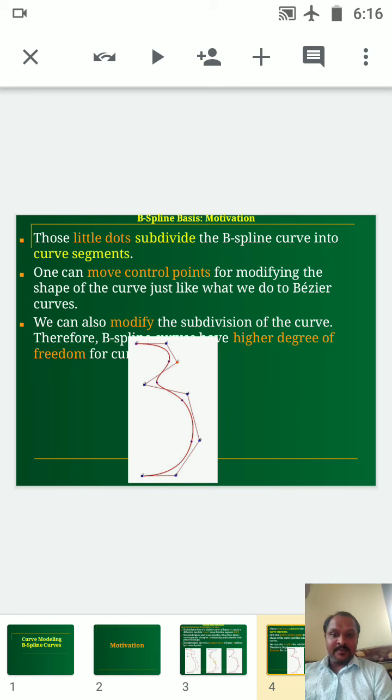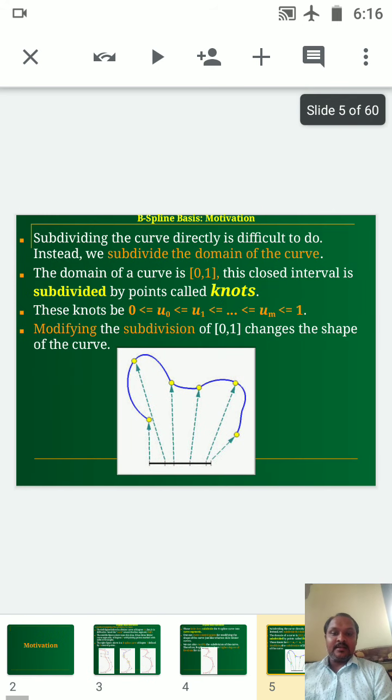Are you getting my points? There is a little bit of difference between the Bezier curve and the B-spline curve, but in the B-spline curve we can subdivide the entire domain into a small number of parts and we can create the control points to create the diagram.